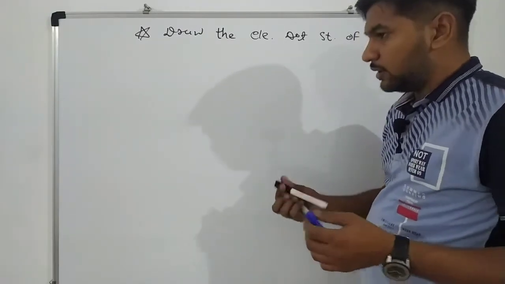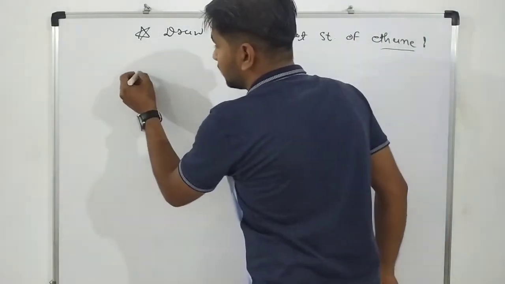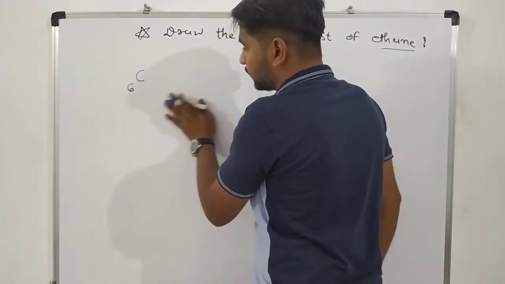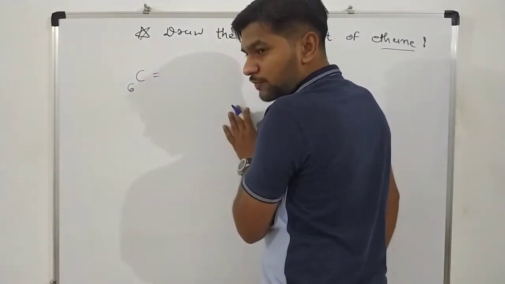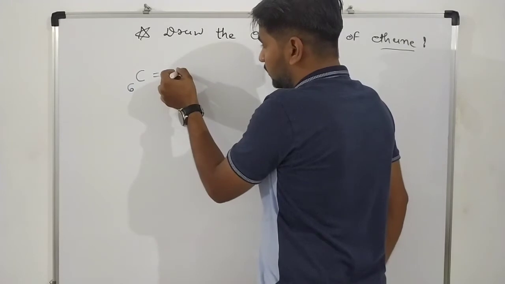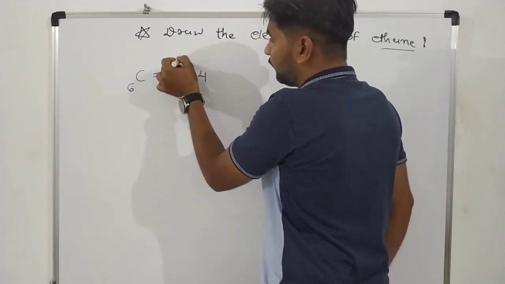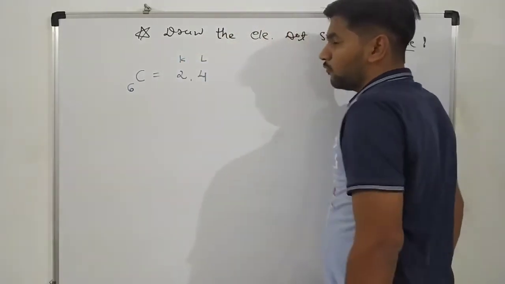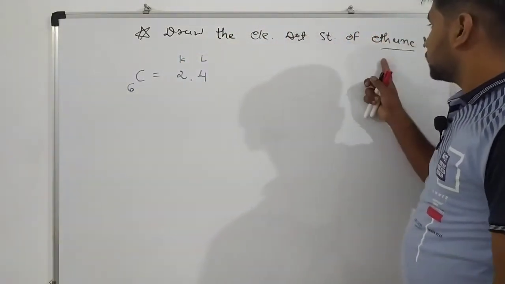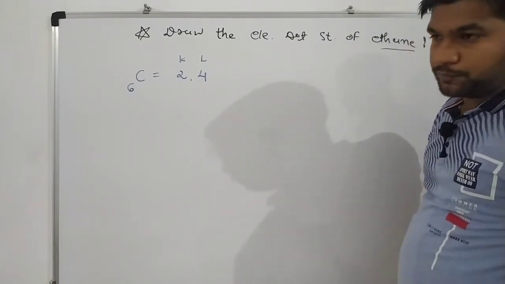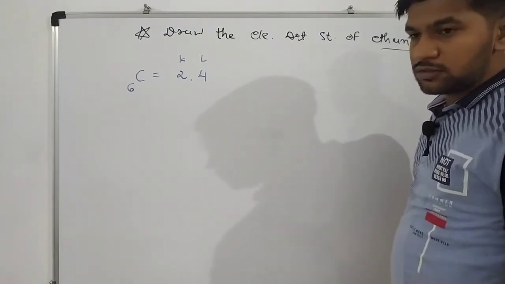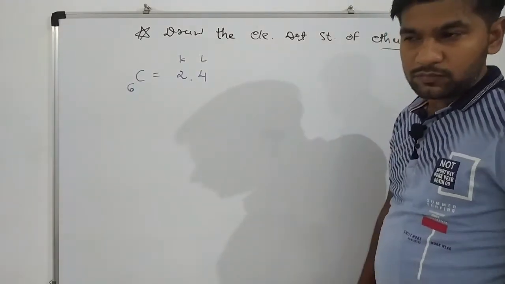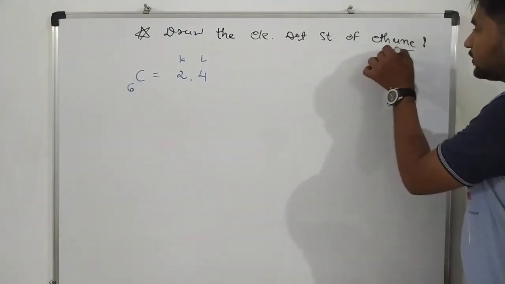First we write the element name, carbon. Its atomic number is 6. The electronic configuration of this carbon is 2, 4. In the first orbit there are 2 electrons and in the second orbit there are 4 electrons. In the ethane compound, first you should know what the formula of ethane is.